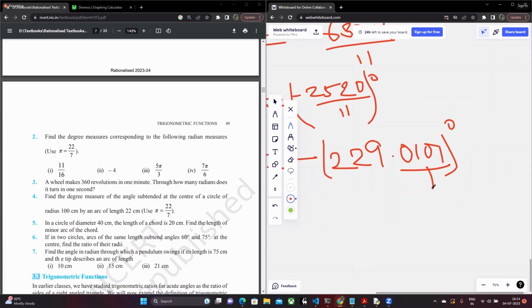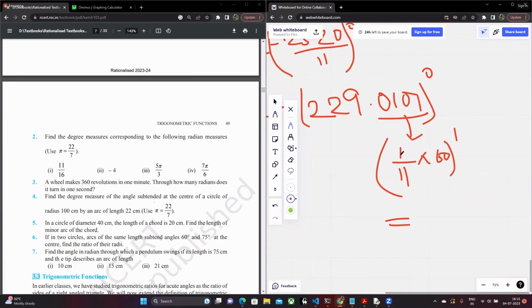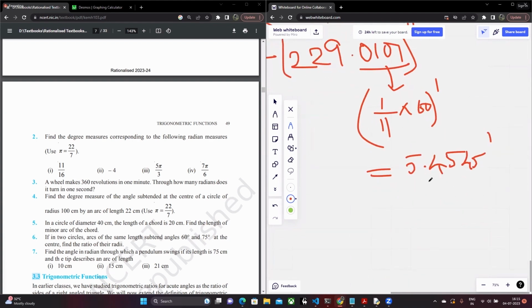And since I have this, this is basically 1 by 11. All right. So if I have to convert this into minutes, I'll multiply this by 60. All right, from which I'll get 60 by 11. That is what? 5.45, right? This is 5 and 5 by 11. 5 by 11 is 0.45. Yeah, it's going to be 5.4545 minutes, right?